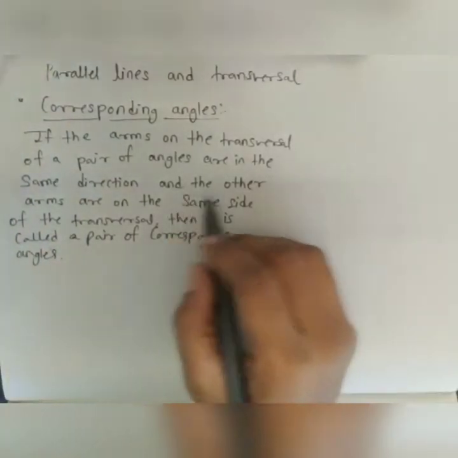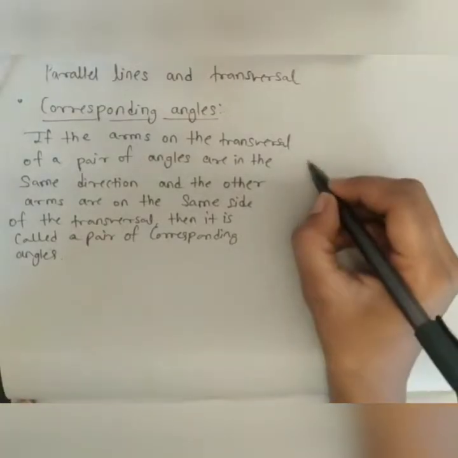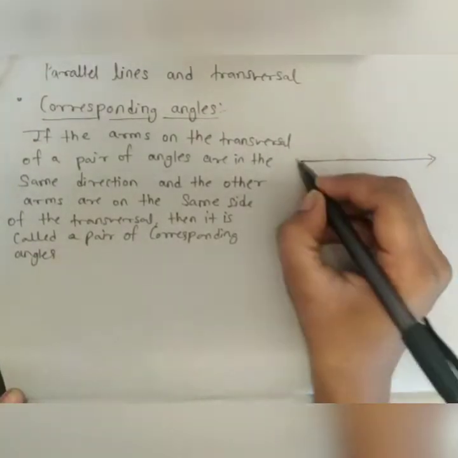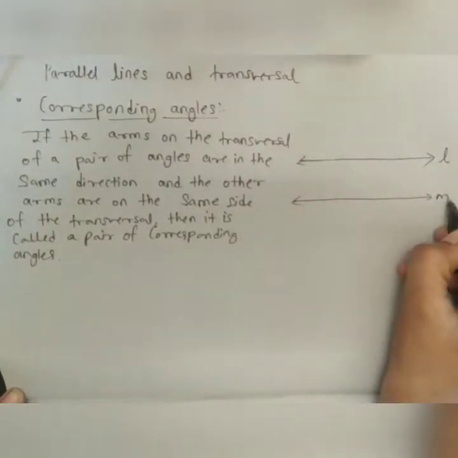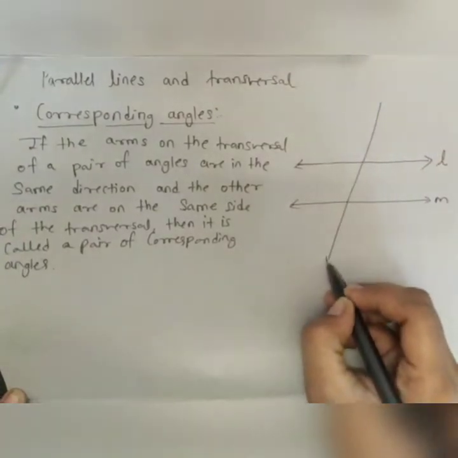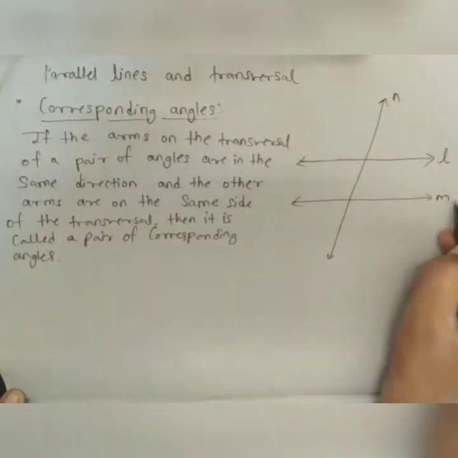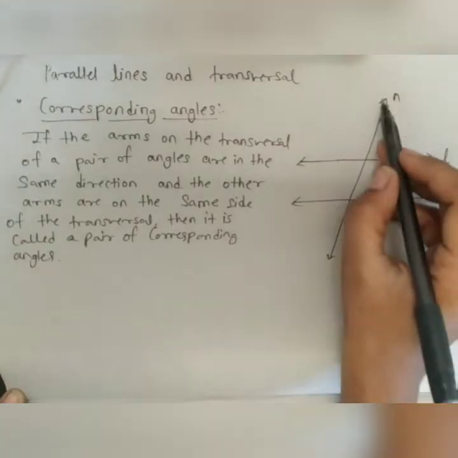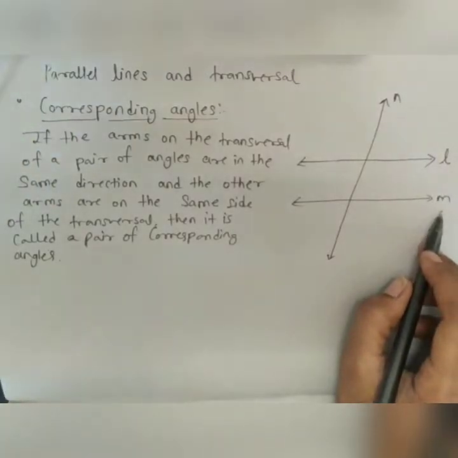Now, for corresponding angles, we require two parallel lines and one transversal line. Suppose I have line L and line M. Line L is parallel to line M and there is one line N which is a transversal of line L and line M. Line N is the transversal of line L and line M.